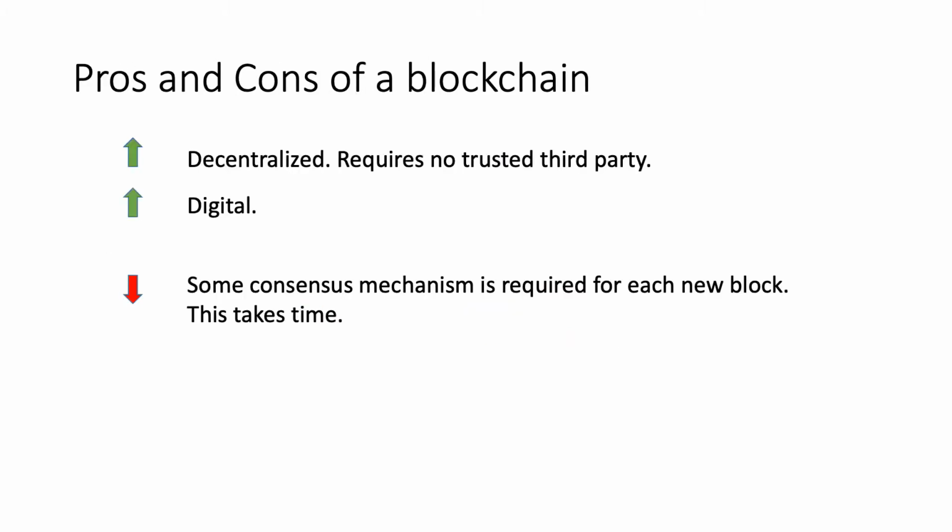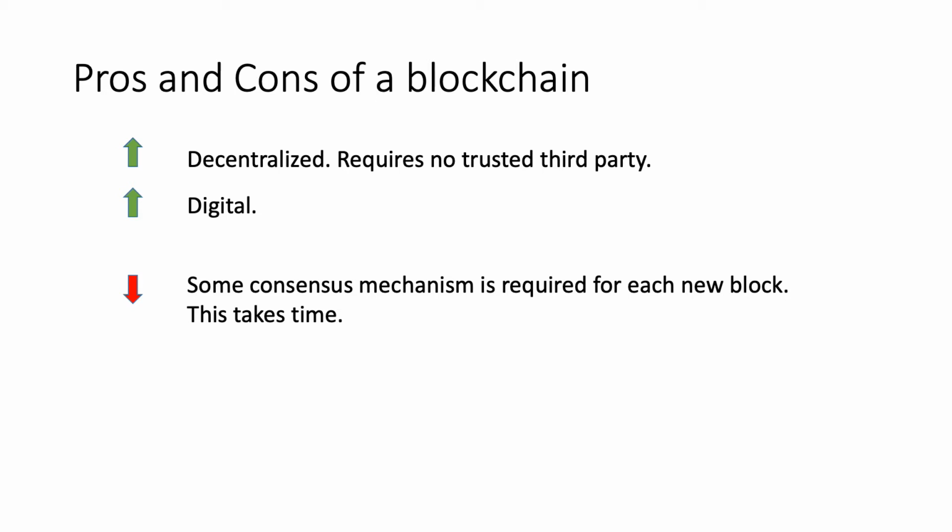And now, what are the pros and cons of a blockchain? Well, the main pro is that it is decentralized, meaning it requires no bank or trusted third party. The second pro is that it is digital, obviously, in the sense that it's not like physical cash. You don't need to meet in person to exchange the physical cash.